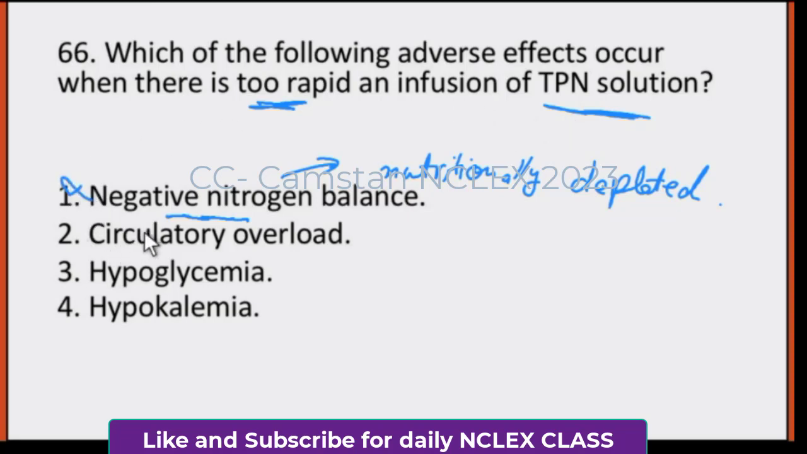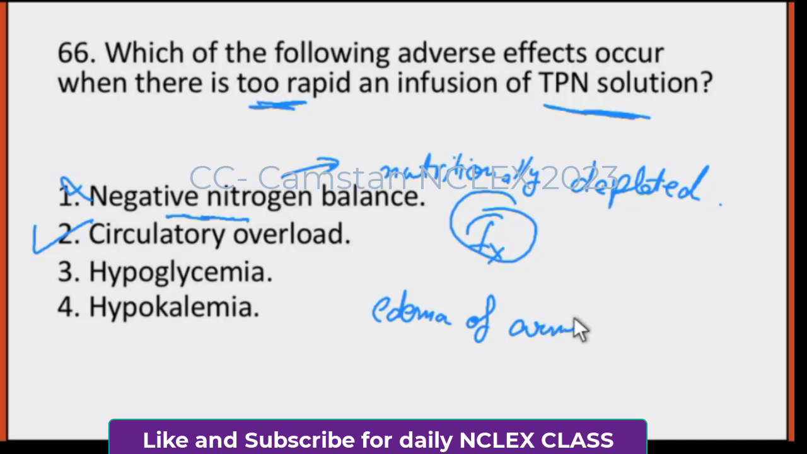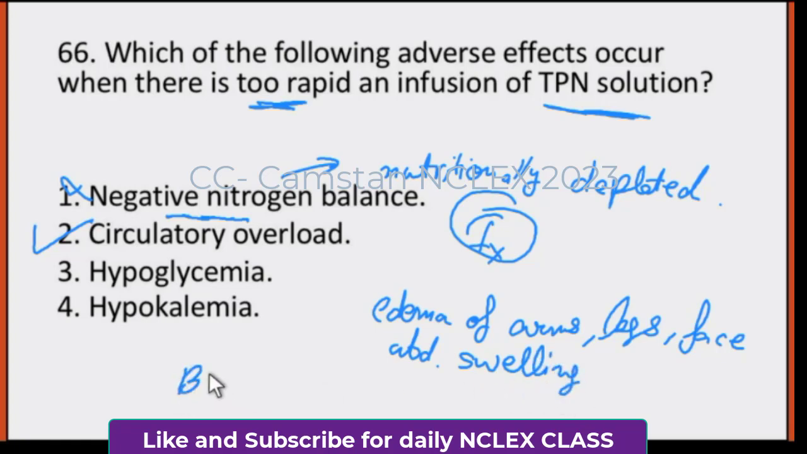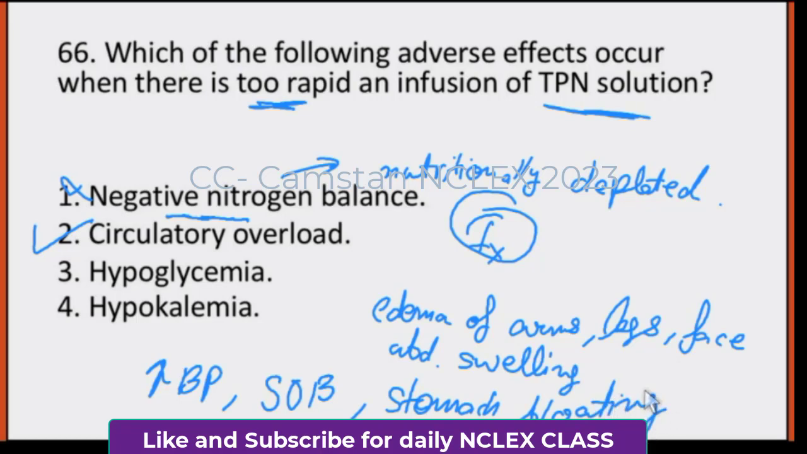Second one is circulatory overload. Yes, this is the correct one because if we give TPN solution too rapidly, it causes circulatory overload. That's why it is advised that the client should be assessed carefully for indications of excessive fluid volume. So what are the indications for the excessive fluid volume? These are edema of the arms, legs, face, then abdominal swelling, increased BP, high BP, then shortness of breath, stomach bloating. So these are the few indications that can happen in a client. So the nurse should look for these indications.